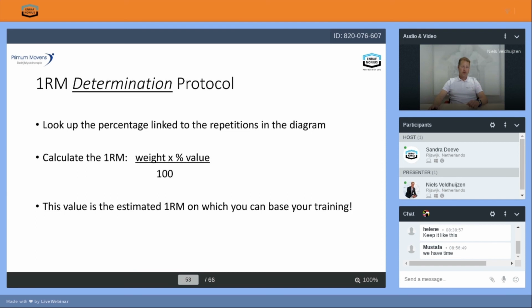Once you see the patient compensate, you look at the last amount of repetitions, and you can calculate the 1 repetition maximum. You have the weight, you have the percentage value, and you divide it by 100. Then this value is the estimated 1 repetition maximum on which you can base your training.